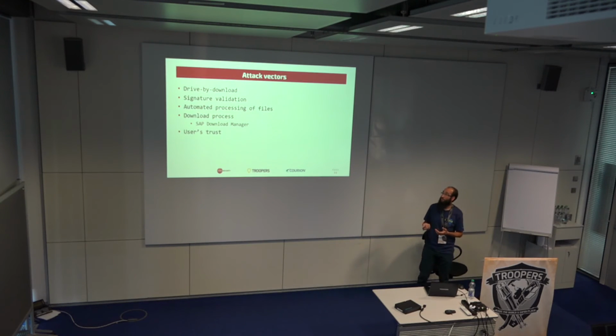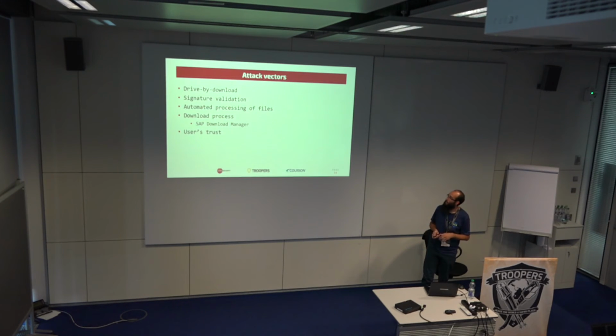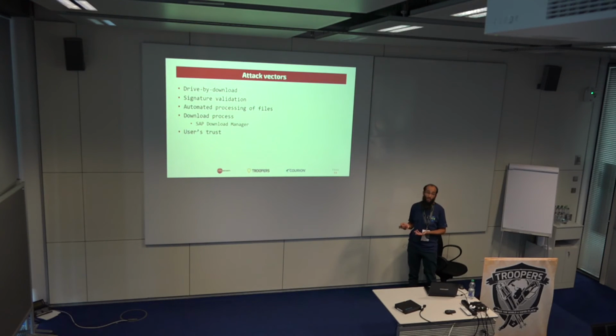So the attack vectors, some are really obvious. For example, drive-by download or something like that. I put a SAPCAR file somewhere and let the users extract it and at some point achieve something. Obviously, another attack vector is the signature validation. If I have a way to tamper with a file and that file will still be valid, that would be a really nice attack vector. Obviously, anytime that SAP automatically processes files that are compressed using this format.